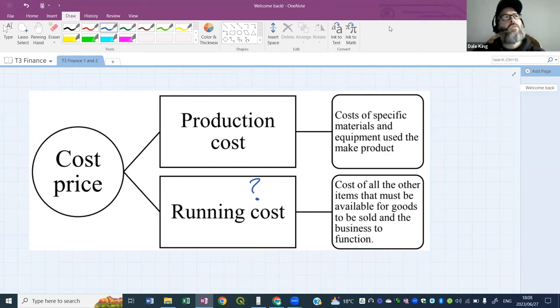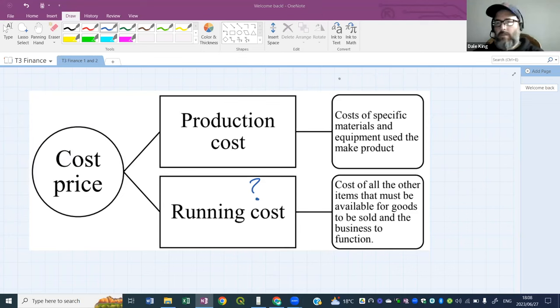Well, let me give you an example. If you have a shoe factory and your factory makes shoes, what things do you need to run your factory? Never mind the items that you need to make shoes. What things do you need to keep that business going, to run that factory Monday to Friday? Those are all your running costs. Who's got an example of a running cost?